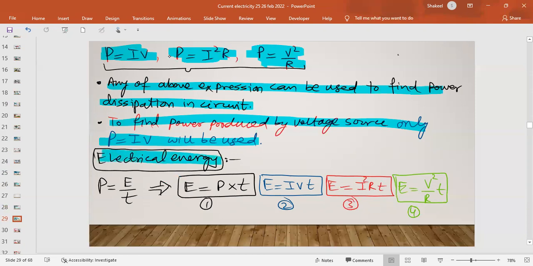And then there is the electrical energy. You know power is energy over time. Energy is power into time. And in place of power, you can write IV, you can write I squared R, and you can write V squared by R. So that's how you can find electrical energy.